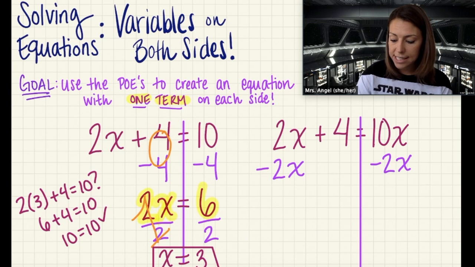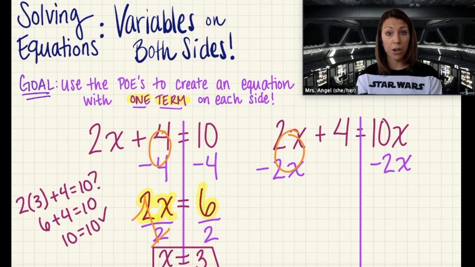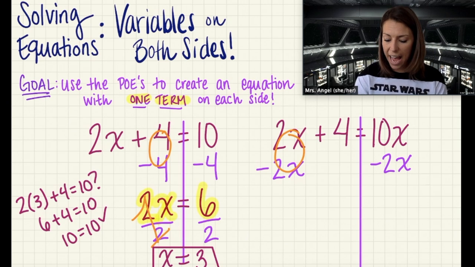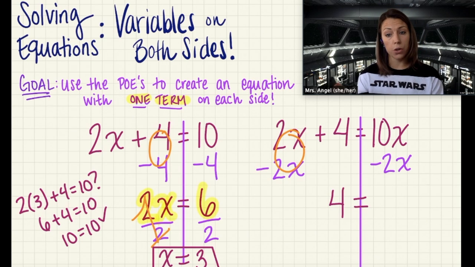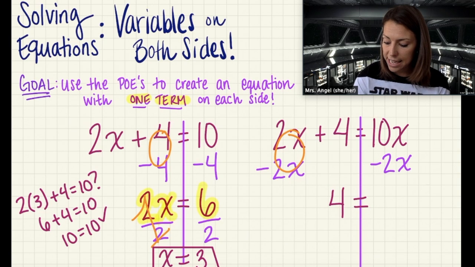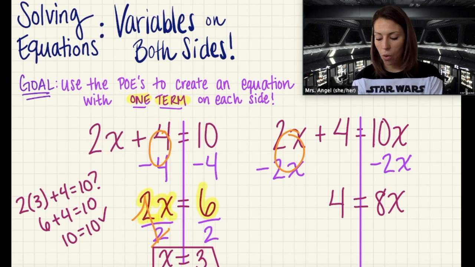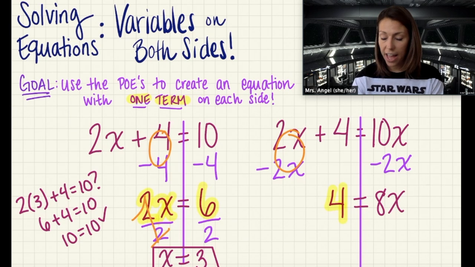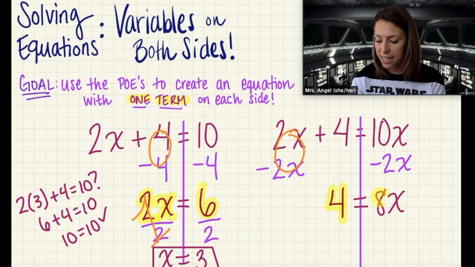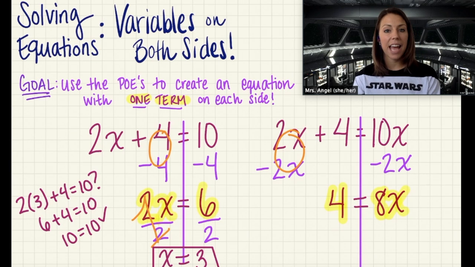Now what this does is it creates a zero term out of the variable term, 2x, and now I'm down to 4 on the left side, a single term. And on the right side, 10x minus 2x is 8x. So if you think about it, we have now accomplished our goal. We have a single term on the left, 4, and we have a single term on the right, 8x.